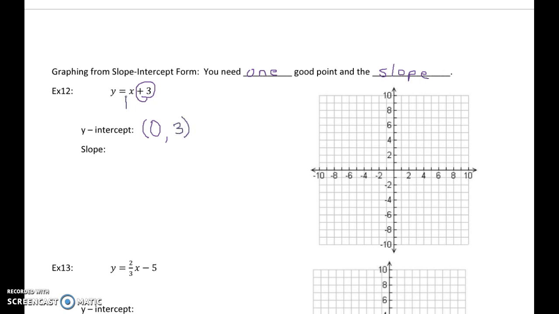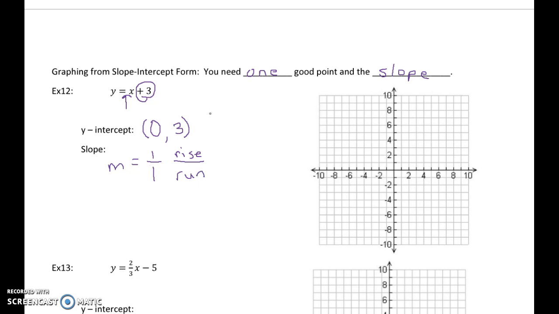And your slope is the coefficient in front of x. We don't see anything there, so it's a positive 1. And your slope always needs to be a fraction. So this will be 1 over 1. If you remember, slope is rise over run. So if you don't have a denominator, it's going to be a positive 1.